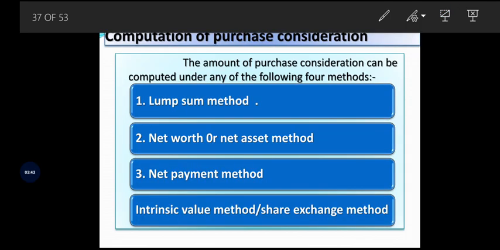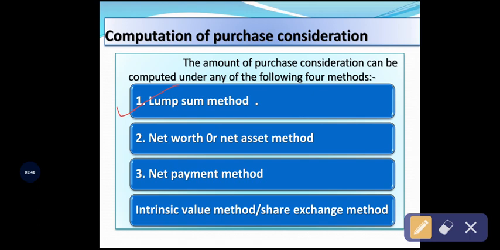Under that, the first one is lump sum method, second one is net worth or net asset method, third one is net payment method, and fourth one is intrinsic value method or share exchange method. In these 4 methods, net asset or net worth method, net payment method and intrinsic value method are the most important methods. You will have problems under these methods. So let's move on to the first topic, that is lump sum method.